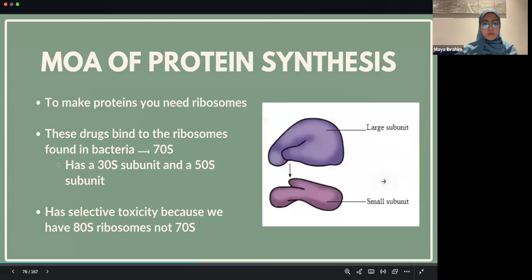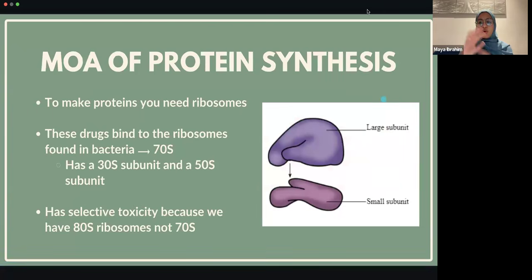Protein synthesis inhibitors. Before we go into the whole thing, let's think of the mechanism of action of protein synthesis inhibitors. To make proteins, you need ribosomes, and these drugs target the ribosomes, so proteins are not made. In bacteria, you have 70S ribosomes; in humans, you have 80S, so there is selective toxicity. They're not toxic to us. This 70S ribosome has a larger subunit and a smaller subunit, the 50S and 30S subunits.